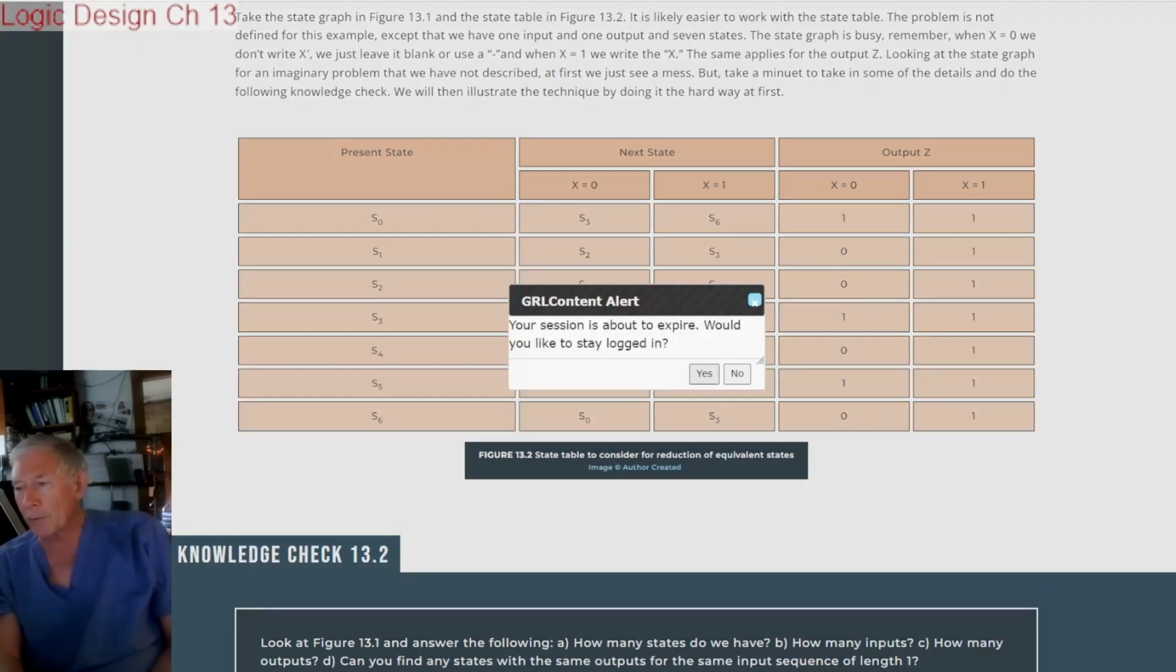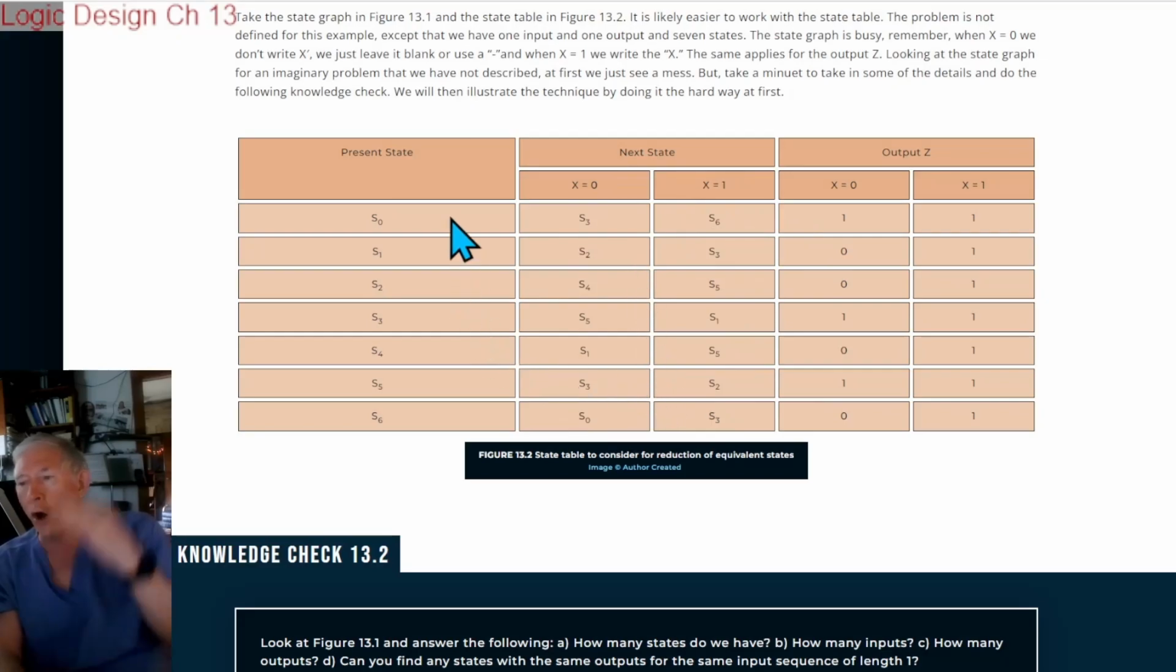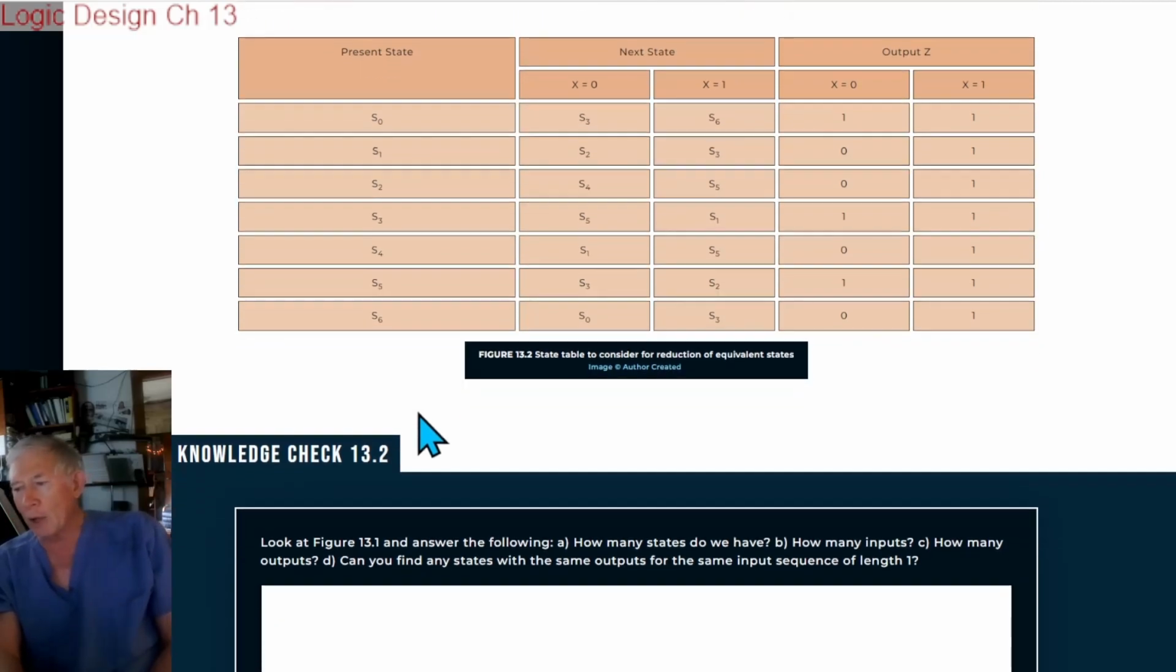It doesn't matter which group you get in, as long as all of these have to be in the same group to show that there's no distinguishing sequence. But in this case, there is a distinguishing sequence for S6. So now we have to separate out S6 as its own separate group. Okay? So now we do this.